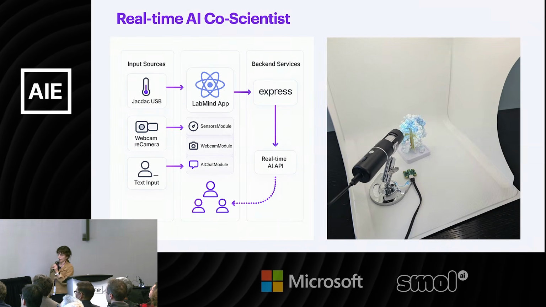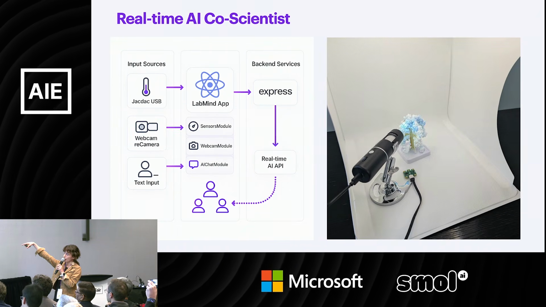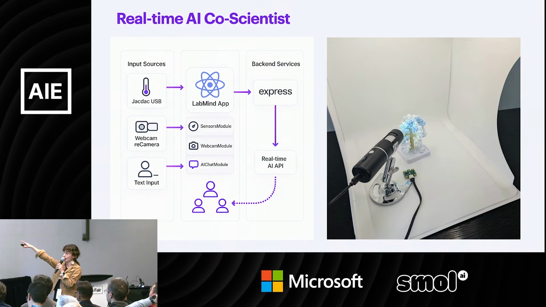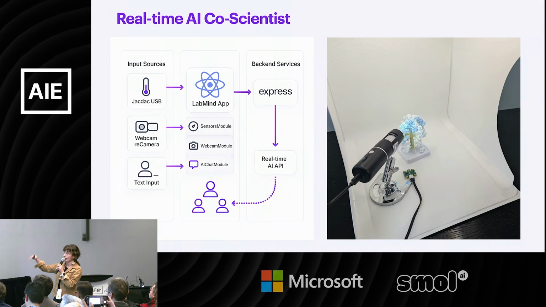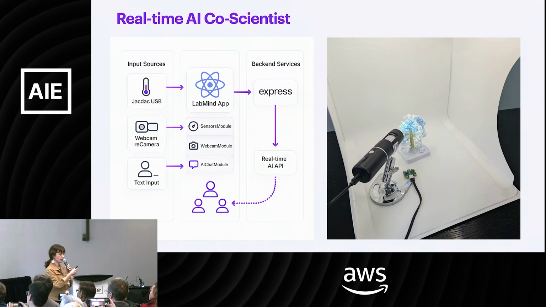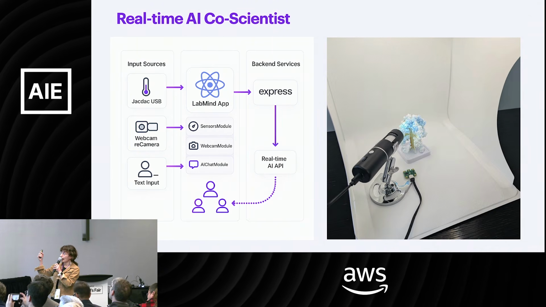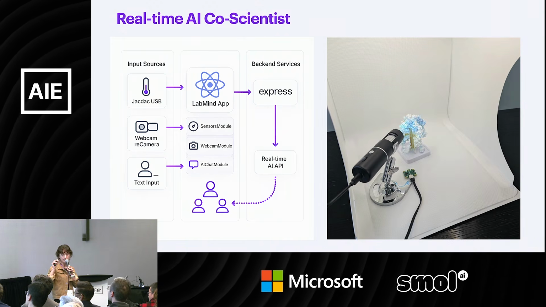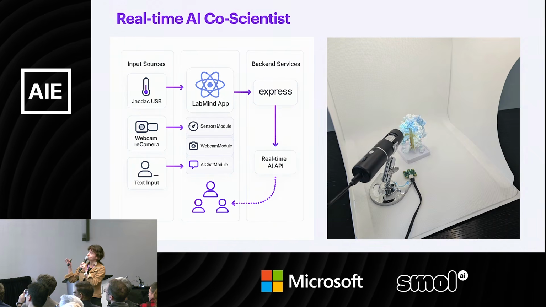It's a very simple React app. And it has all the input sources that you've seen live in action, like the JAG-DAC sensors via USB, different webcams. You can add as many webcams as you want. Text input, it actually works with voice. I forgot to show that. You can talk to it and it talks back. And then all of these inputs become webhooks. And I'm going to go into more detail on how I optimized each and every one of them.